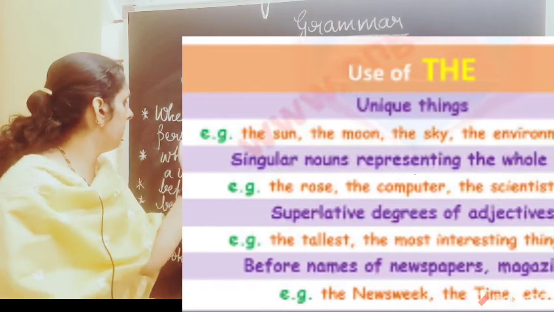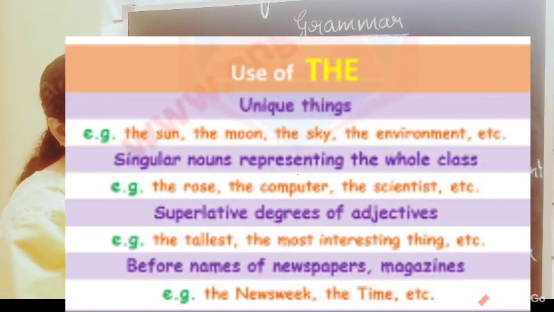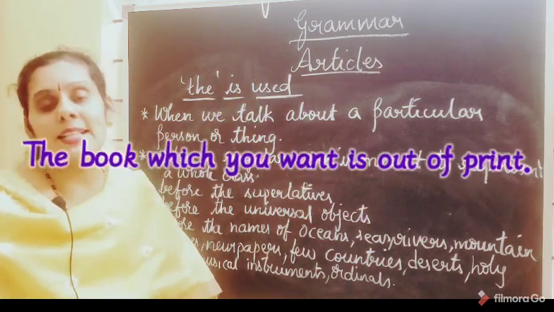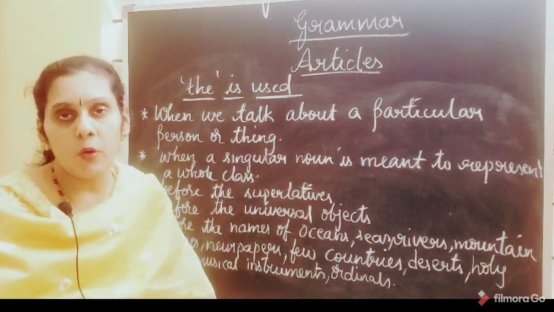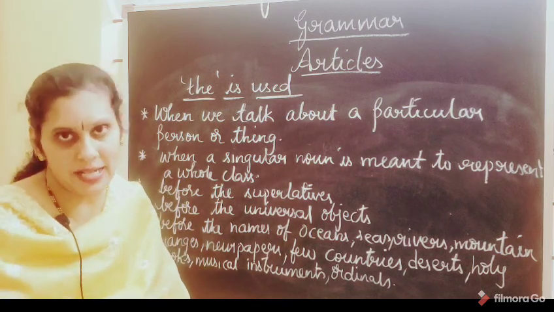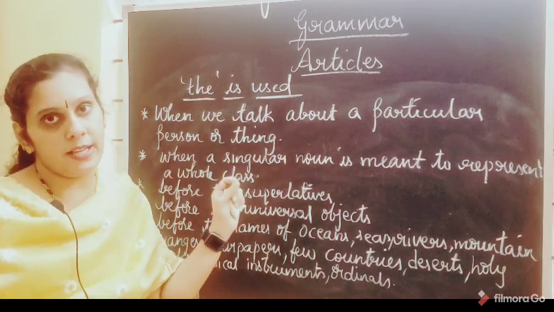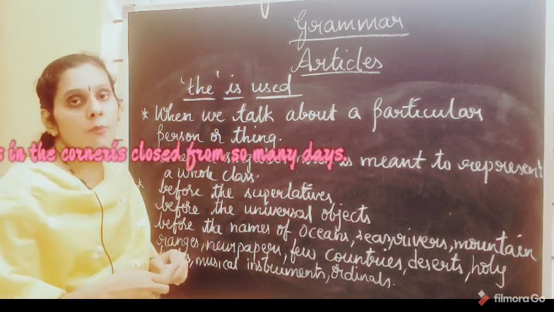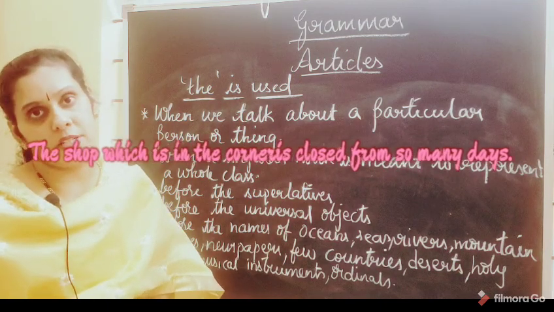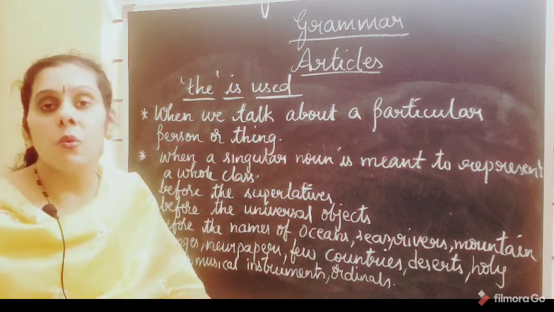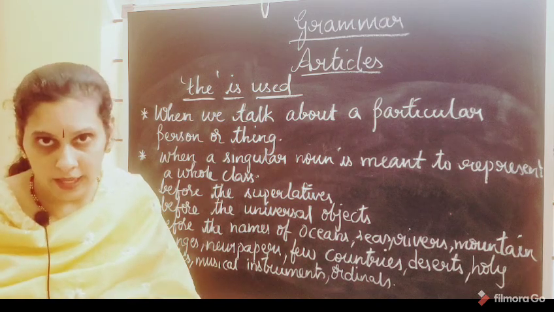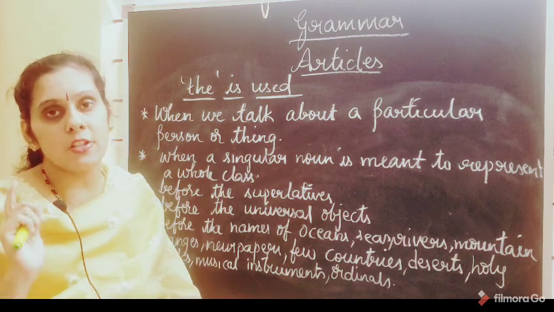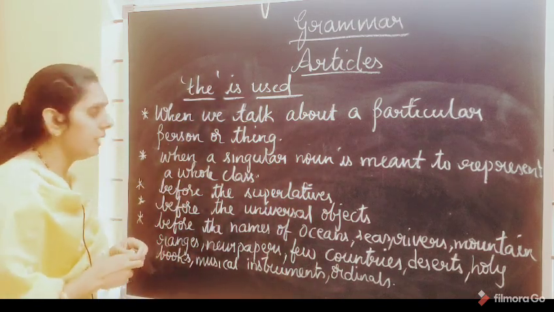When we talk about a particular person or thing, we use the definite article "the". "The book which you want is out of print" means the book which you have ordered is not available at present. So that particular book we are talking about, so we use "the". "The shop which is in the corner is closed for so many days" means that particular shop is closed. So I have used the definite article "the".